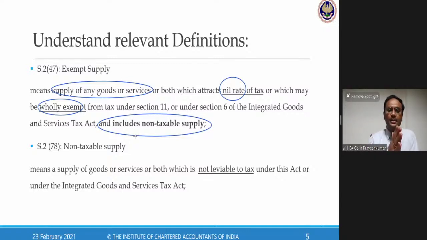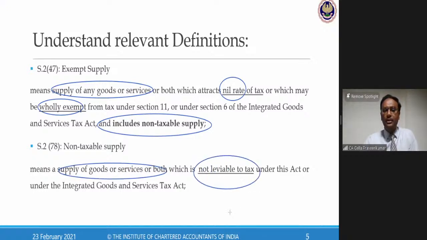Includes non-taxable supply. Now, what is non-taxable supply? Before the next definition, it means supply of goods or services or both, which is not leviable to tax. Now, sir, what is not leviable to tax?